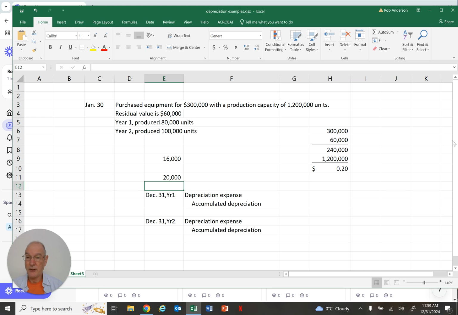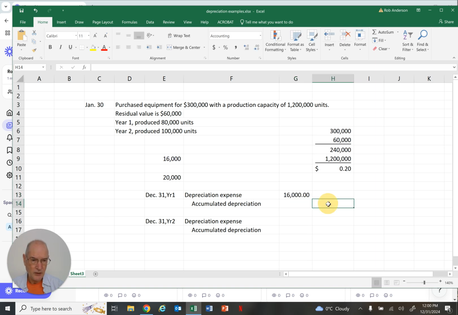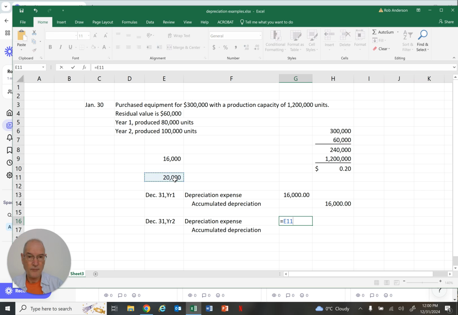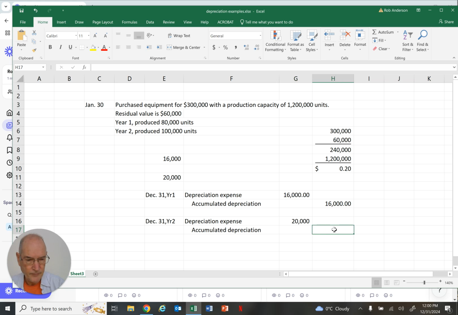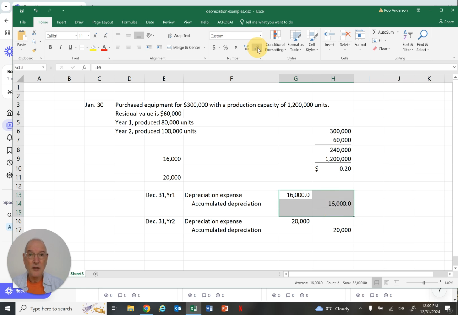$20,000. So that's all there is to this method, and I've already typed in our account titles: depreciation expense debit, accumulated depreciation credit, and all we need to do is put in year 1 that we've already calculated, and then for year 2 we calculated 20,000, so we'll put that in here. So there we have it. That's actually all there is to this method.